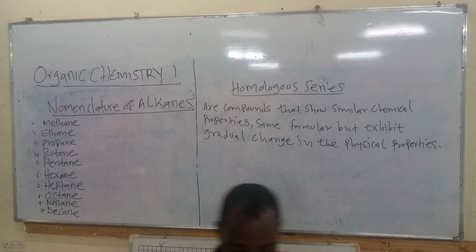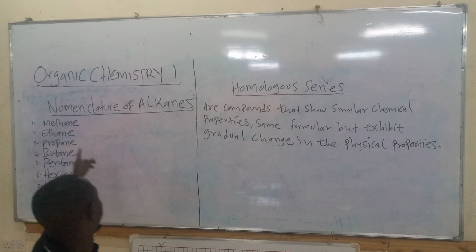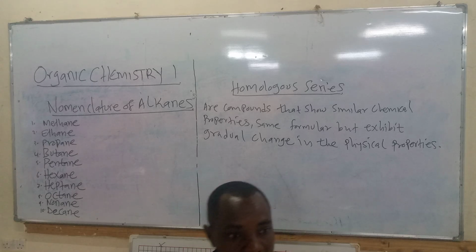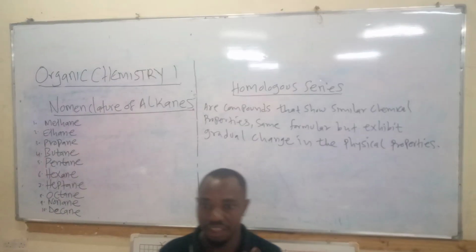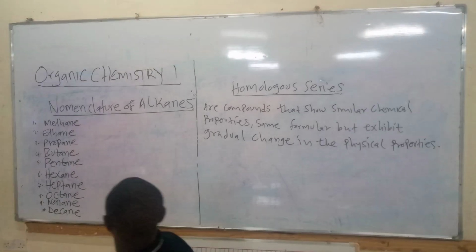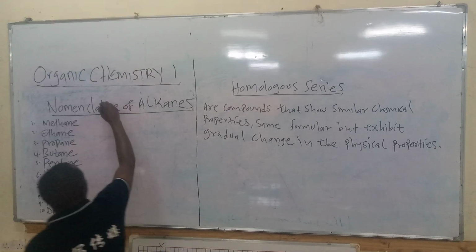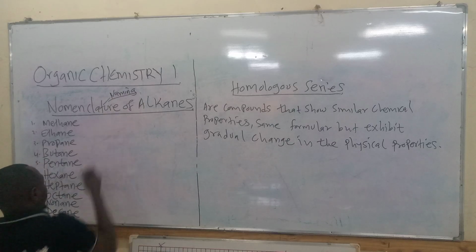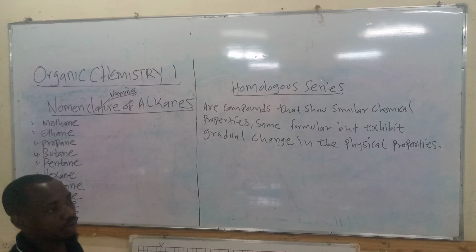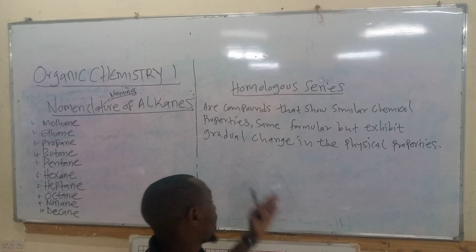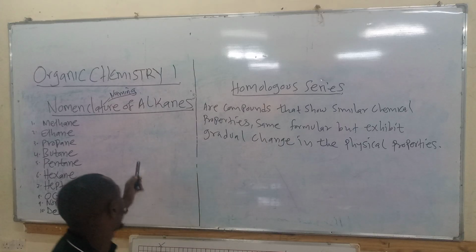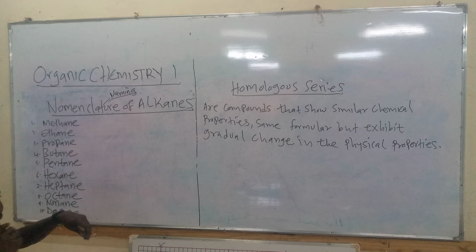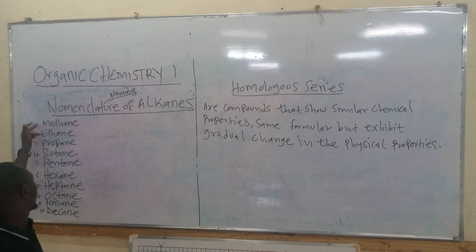So today we're going to look at the nomenclature of alkanes. Nomenclature, in simple terms, means the naming of alkanes. So when we name these hydrocarbons in the family of alkanes, first of all, we should also know the first 10 elements. And the first 10 elements go like this.